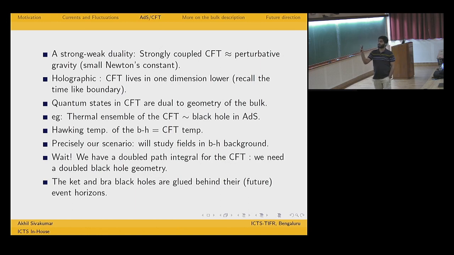But wait, we talked about doubling the path integral for the CFT. We wanted to study the evolution of kets and bras separately, and that would need us to double the black hole geometry. How we do this is by studying the bulk fields in a slightly different geometry from what we are used to in textbooks of GR. We study two geometries, a ket and a bra black hole, glued behind the future event horizons. So in very layman terms, that means if you are a ket person and you run into the black hole, behind the horizon you would find a bra version of yourself doing the same.